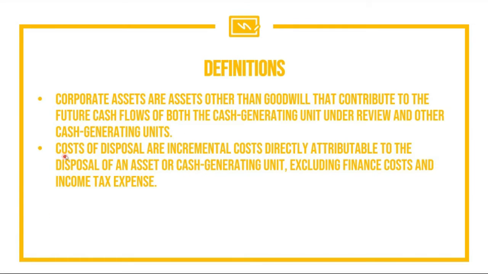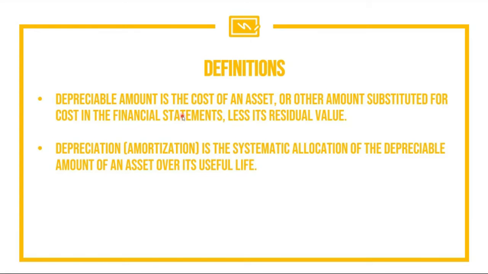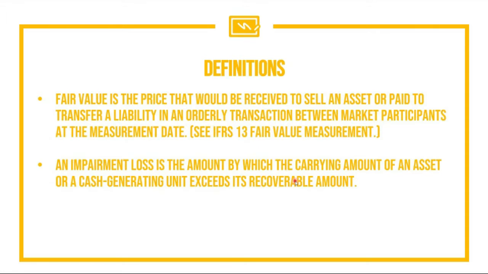of the business. Next, we have cost of disposal, which are incremental costs directly attributable to the disposal of an asset or cash generating unit, excluding finance cost and income tax expense. So, cost of disposal can also be termed as cost to sell because these are similar in nature. We have depreciable amount, which is the cost of an asset or other amount substituted for cost in the financial statements, less any residual value. And then we have the depreciation or amortization, which is the systematic allocation of the depreciable amount of an asset. We have fair value, which is again going to be based on IFRS 13.